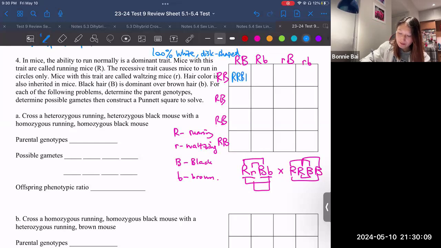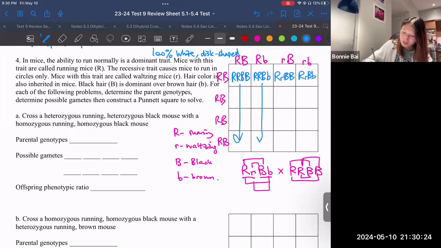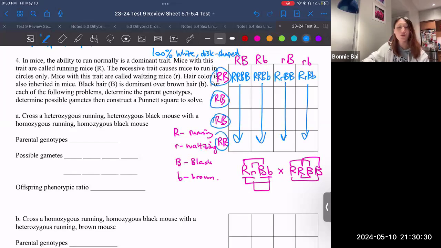Big R, big R, big B, big B. Big R, big B, little b. Because we bring this box down, bring the box across. All right, big R, little r, big B, big B. Big R, little r, big B, little b. Down, down, down, down, right? Because these four are the same, they're all repeats. So that's how I'm going to draw it. Again, on the test, do all 16.